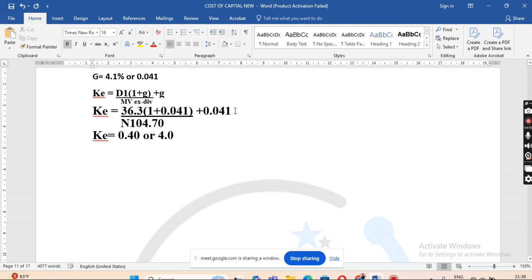You cannot get 0.36. You see this, this is separate. Multiply this, divided by 104.70, then add it with this. Do it one after the other. 1 plus 0.041, what do you have?